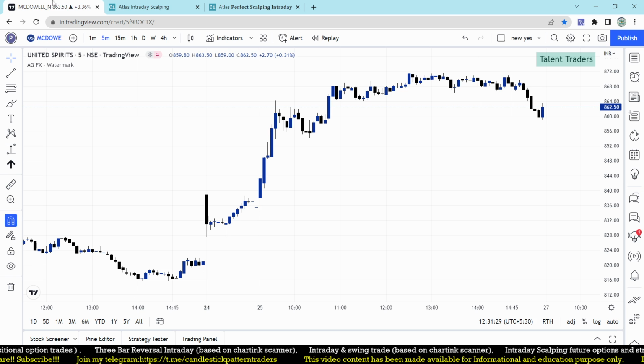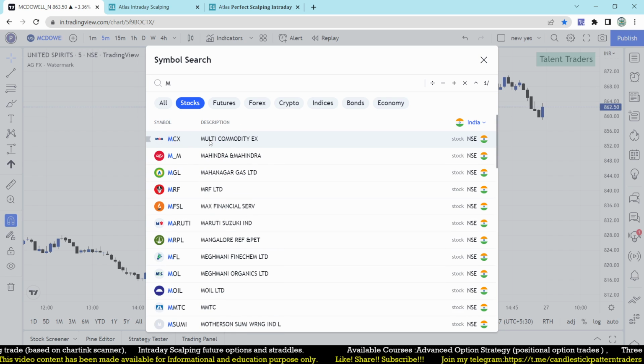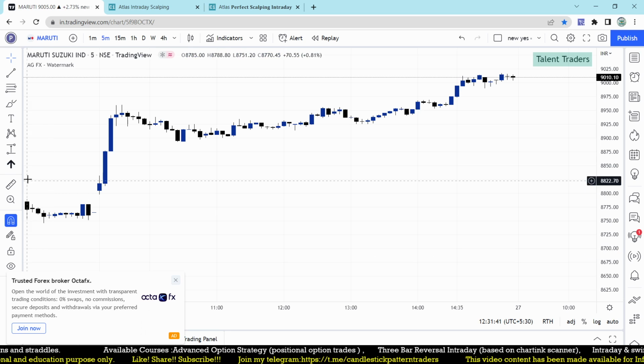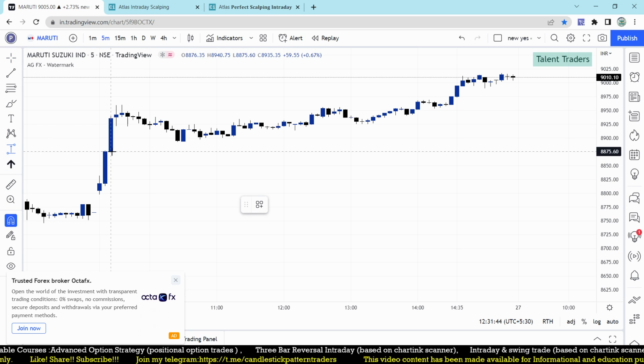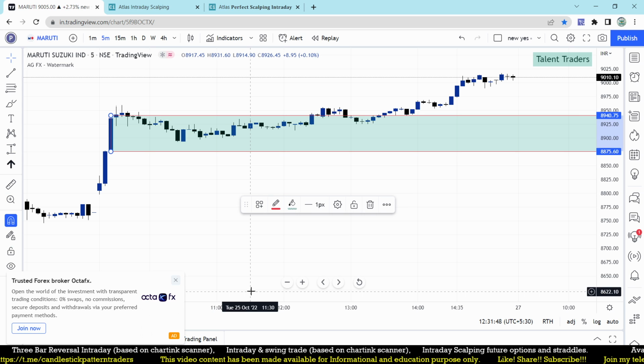And the second one is Maruti. Let me go to Maruti. That is also a 5 minutes one. Those who are already using the scanner may understand, Maruti is the second one on a 5 minutes time frame. So let me look at what happened in Maruti. So this is the entry and exit point. 8940 and 8875, almost 65 points is the stop loss for the trade. At the end of the day, it closed over 60 points.